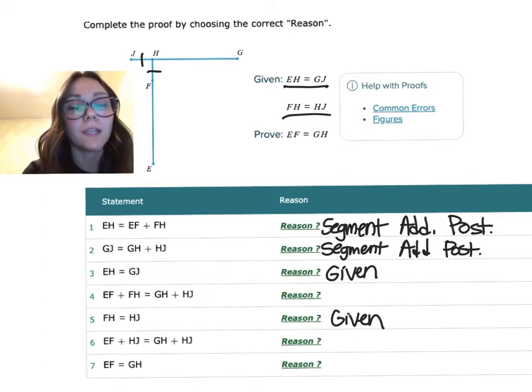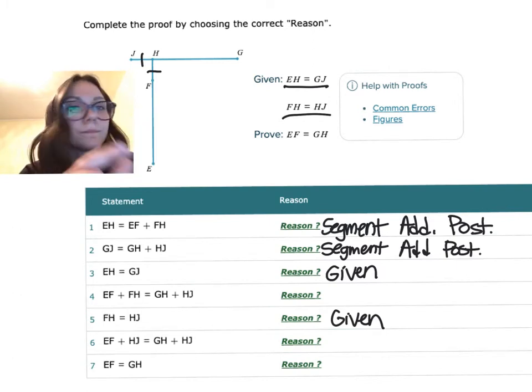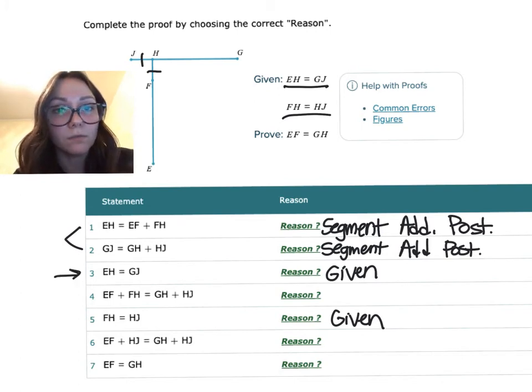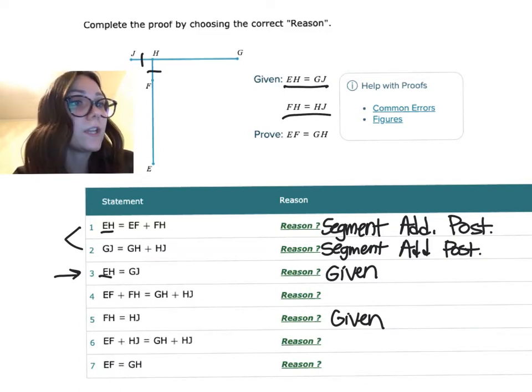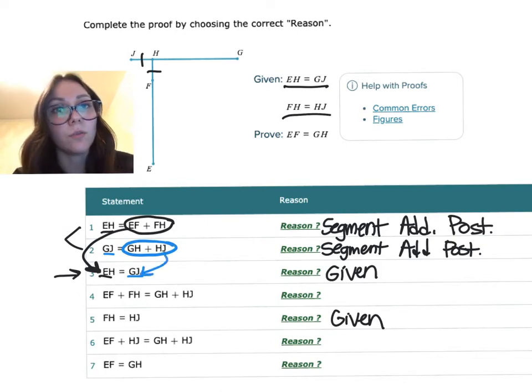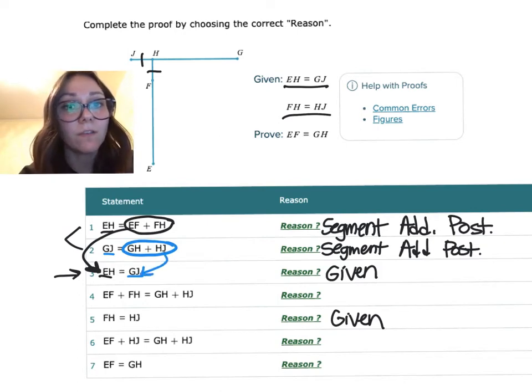Okay, then they bring in the given. Now let's see what they're doing. Now they're going to relate these two segment addition postulate statements with the given, meaning I see EH in two different spots, therefore they chose to substitute here. And then same thing here, GJ is in two different spots, so they substituted its equivalent statement into the given statement. That's how they got statement 4.